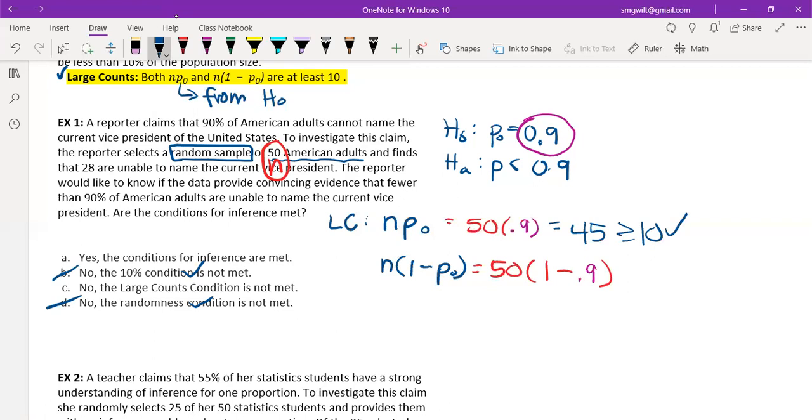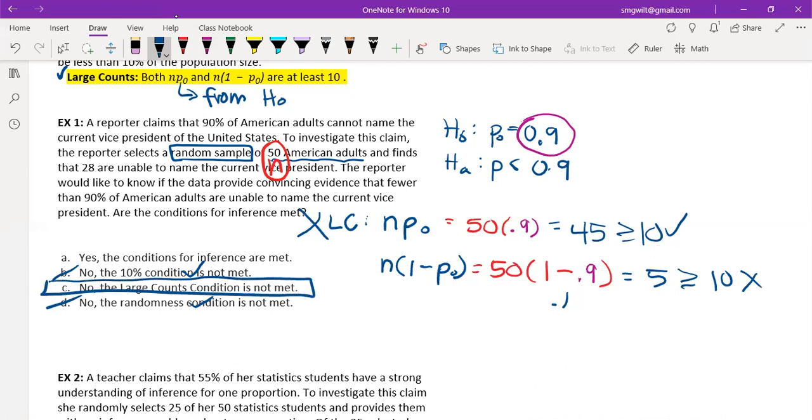And then finally, 50 times 1 minus 0.9. So 50 times 0.1 is 5. 5 is not greater than or equal to 10. That means that we did not meet the condition of large counts. So our correct answer is no, the large counts condition is not met. If that last number was 10 or larger, our answer would have been A, that all three conditions were met. Let's look at another problem.